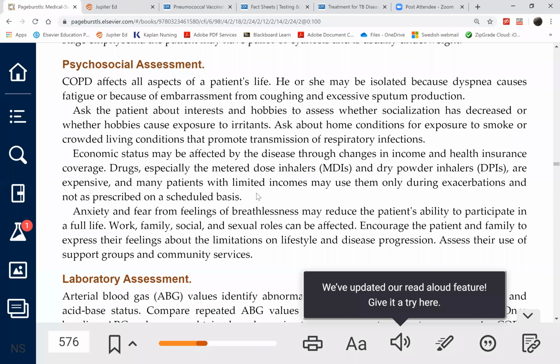What I was saying about psychosocial effects is, imagine yourself having this kind of life, having to think about breathing. Are you able to socialize normally? Spend time with your family? No, all you're thinking about is your breathing. Your partner too, so everything will suffer. As mentioned here, work, family, social, and even sexual roles are affected. So of course you can see how this will affect the patient.